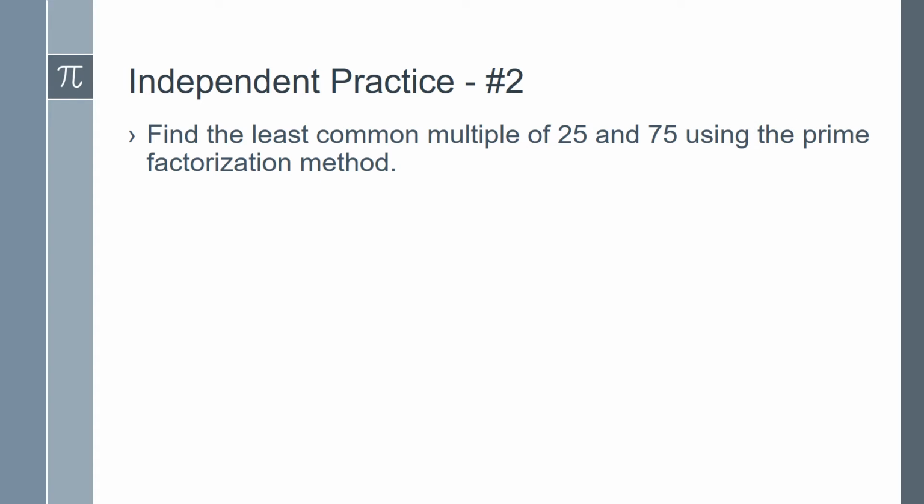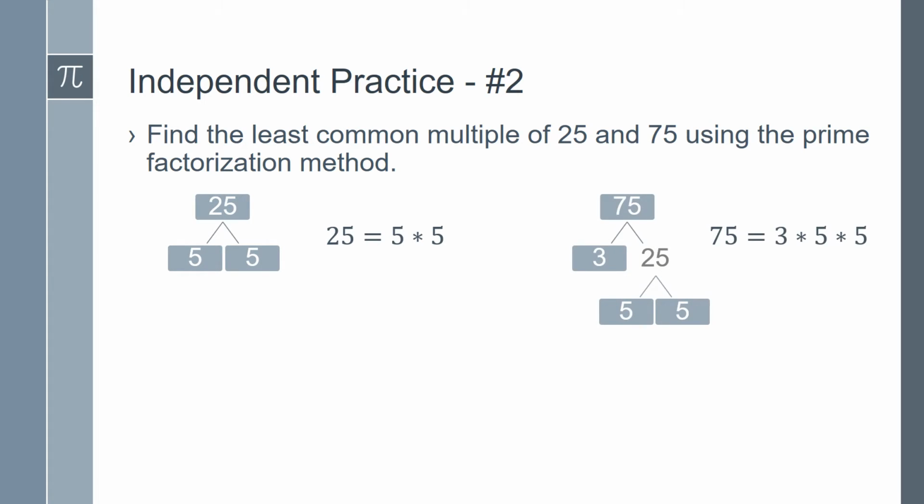For independent practice problem number 2, we need to find the least common multiple of 25 and 75 using the prime factorization method. We need to start by finding the prime factorization of each number. 25 equals 5 times 5, and 75 equals 3 times 5 times 5.